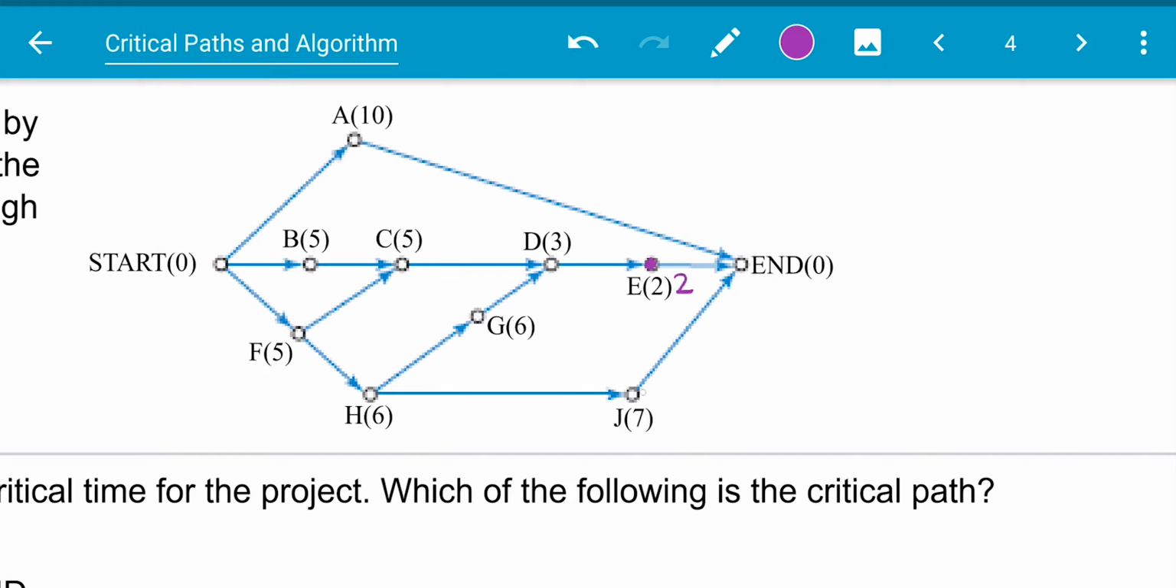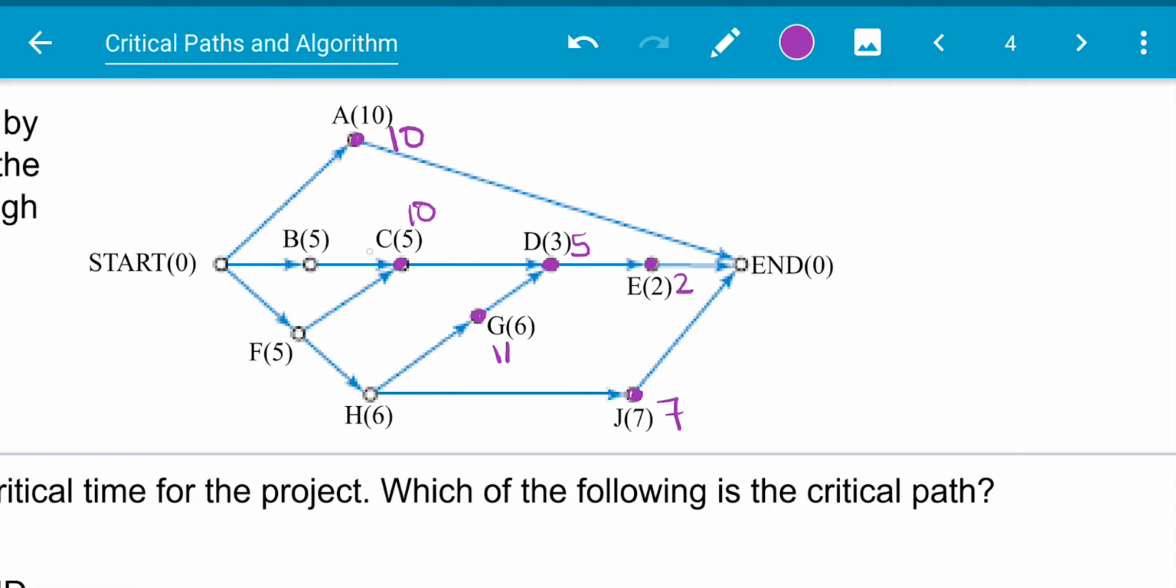So E is just going to be 2, J is going to be 7, and A is going to be 10. These are the easy ones. So now we go from 3, we have to go from D to E to the end, so we're going to be at 5. All right, G, we have to go 6 plus 5, so we're going to be at 11. We do 5 plus 5, so we're going to be at 10.